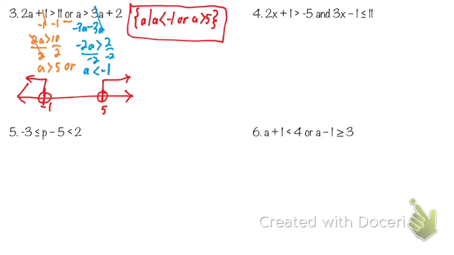Number 4, 2x plus 1 is greater than -5, and 3x minus 1 is less than or equal to 11. So once again, we're really going to end up doing these separately. So I'll ignore the fact that the second one exists for a moment. So I'm going to subtract by 1. 2x is greater than negative 6, divided by 2. X is greater than negative 3. And add 1. 3x is less than or equal to 12, divided by 3. X is less than or equal to 4.